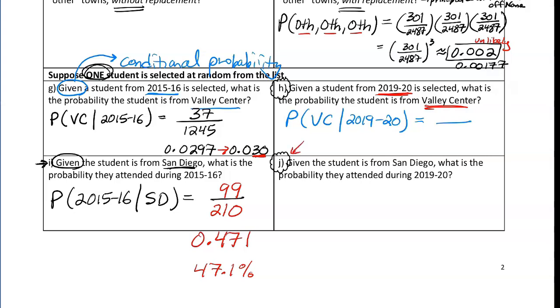And then H is for you. As a try this, given the student is from San Diego, what's the probability they attended during the 2019-20? So you're looking for the probability they attended 2019-20 given that they're from San Diego. That equals what? And you'll answer that as a try this.